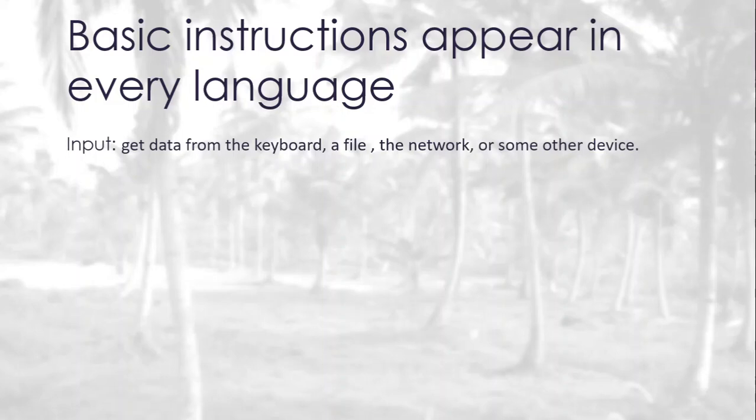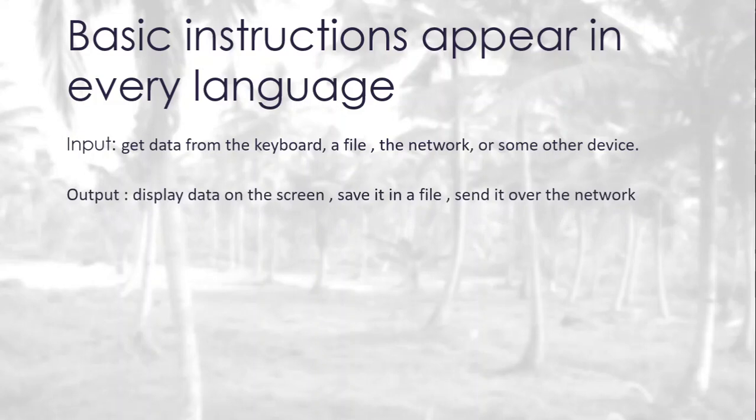An input is data that a computer receives. An output is data that a computer sends. Computers only work with digital information. Any input that a computer receives must be digitized. Often data has to be converted back to an analog format when it's output, for example, the sound from a computer's speakers. Output: display data on the screen, save it in a file, send it over the network.